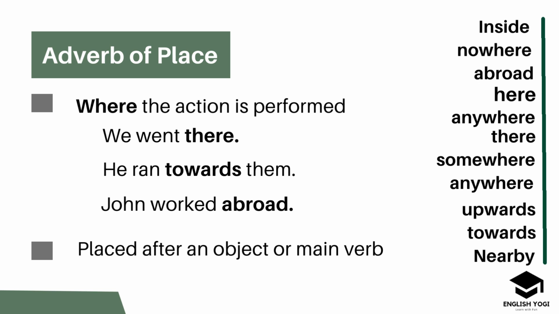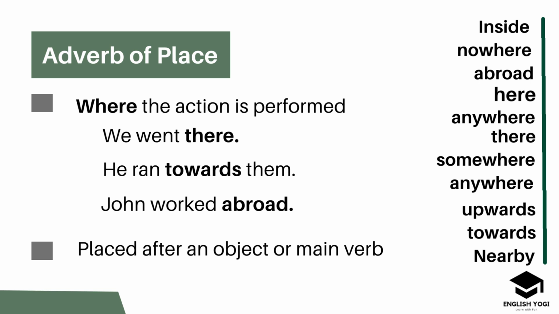Second example: he ran towards them. The word towards is showing the place, it is showing the direction. So we can say towards is an adverb of place here in the sentence. Similarly, the third example is: John worked abroad. So abroad is also an adverb of place, it is showing the place.